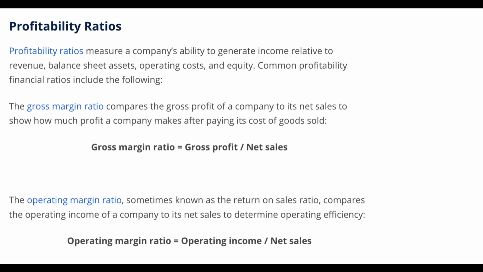The operating margin ratio, sometimes known as the return on sales ratio, compares the operating income of a company to its net sales to determine operating efficiency. Operating margin ratio equals operating income / net sales.